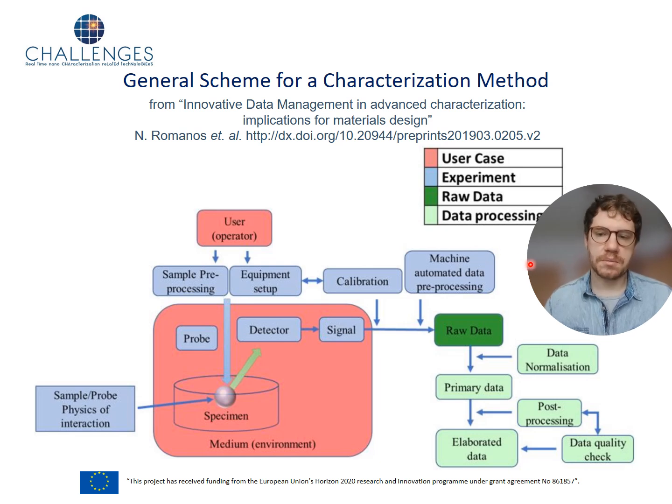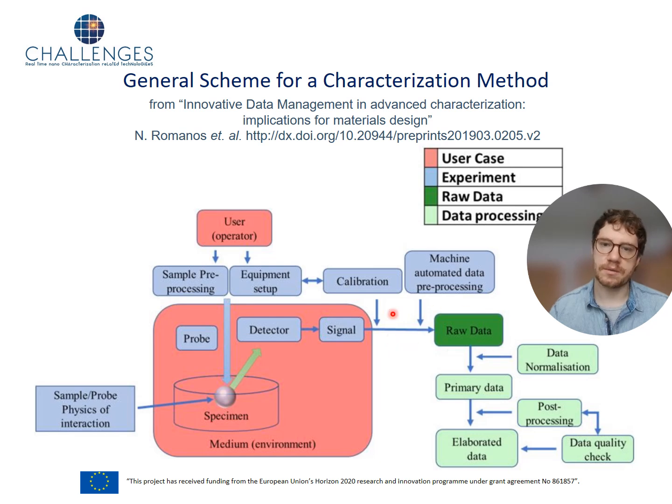This concept can then be described a little bit more in detail. So here you can see a schematic of a typical experiment. The user case would be the specimen and the medium in red. Then, depending on which routines are executed before or during the experiment, all the blue boxes here, for example, calibration, the exact equipment setup that was used, automated pre-processing, goes into the experiment category.